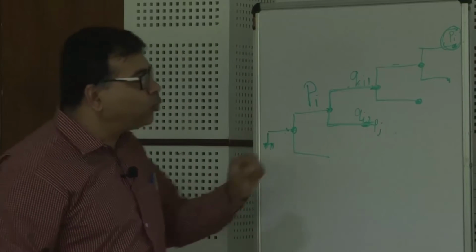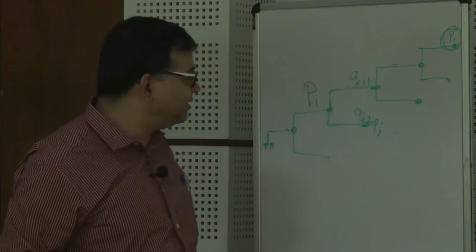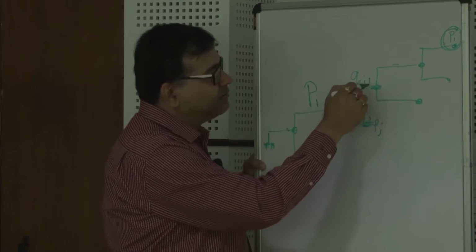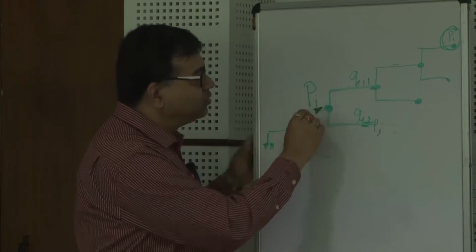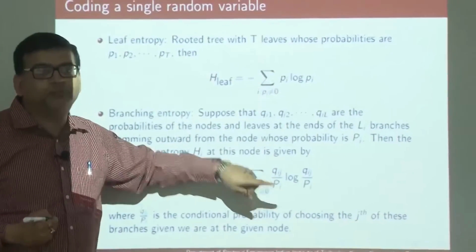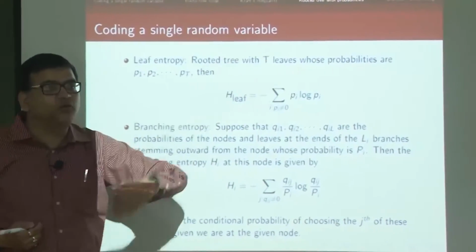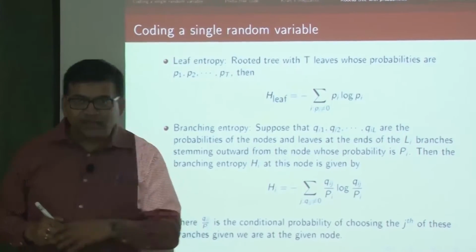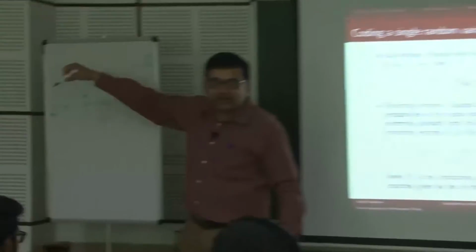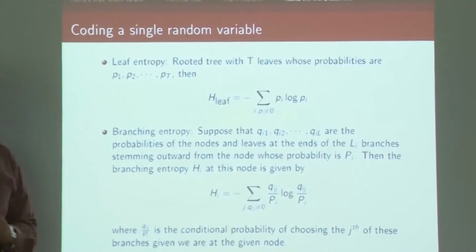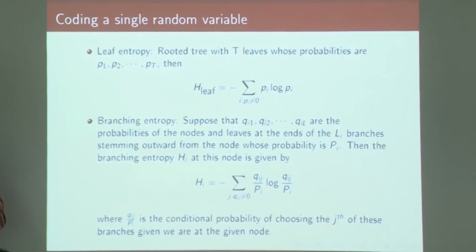Okay, then how am I defining branching entropy? Given that the probability of this node is Pi, and the probabilities of the branches are Qi1 and Qi2, Qi1 by Pi is the probability of selecting the upper branch, and Qi2 by Pi is the probability of selecting the lower branch, given that I am at this particular node. So this is how you define branching entropy.